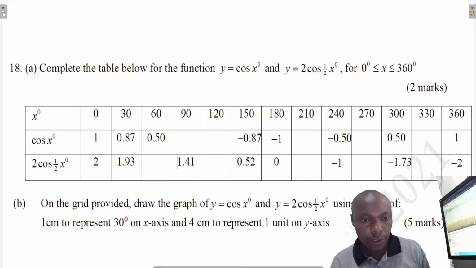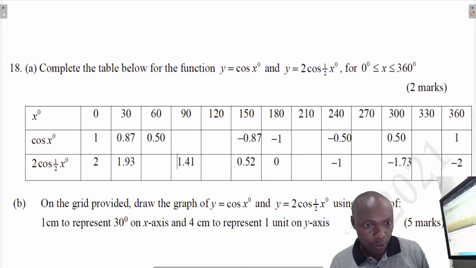The first thing would be to identify how the table is filled. When you look at these, the values are given correct to 2 decimal places, so we should go by that. We should not give to 3 significant figures or any other form. We should stick to 2 decimal places. So let's begin by filling the table.